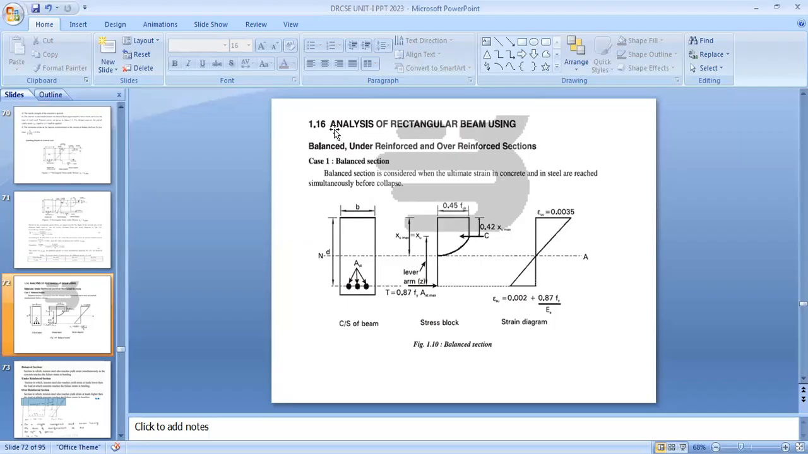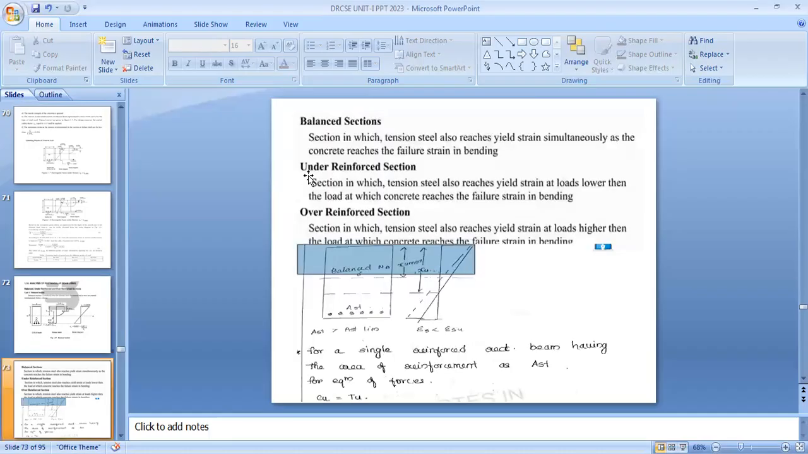There are different types of section: balanced section, under reinforced section, and over reinforced section. What is the balanced section? In three cases we are going to solve this problem. In the balanced section, the steel and concrete reach their limits simultaneously before collapse. So both join together and it will collapse. That is the balanced section. In the under reinforced section, the tension steel reaches the yield strain first and then, on further load, the concrete fails. In the over reinforced section, the concrete fails first, before the tension steel reaches yield strain.